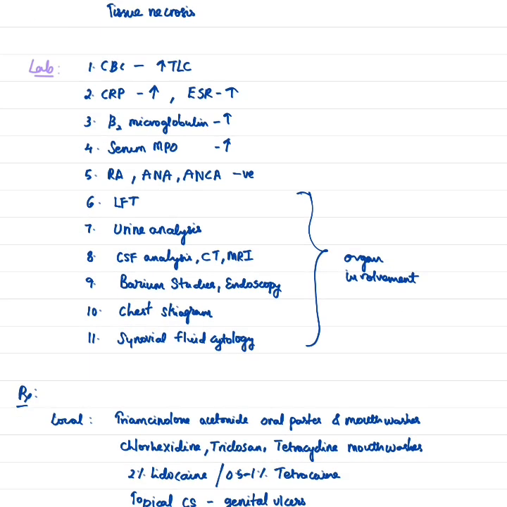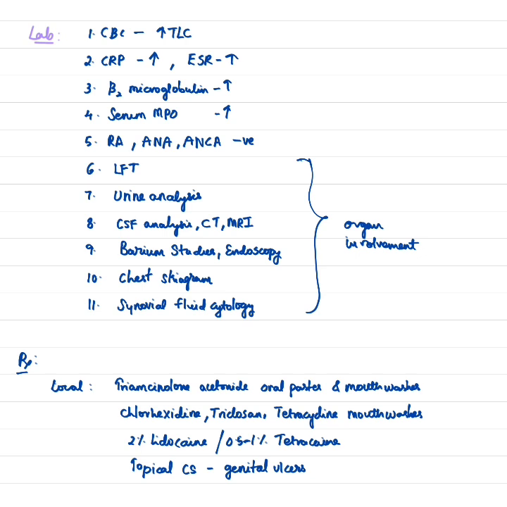Lab investigations are done to know the disease activity as well as to rule out other organ involvement. On complete blood picture, we see an increased total leukocyte count as well as increased ESR and CRP levels. There are also increased levels of beta-2 microglobulin and serum myeloperoxidase. To rule out other autoimmune diseases, we also do RA factor, ANA and ANCA profile, which are negative in Behcet's disease. Liver function tests, urine analysis, CSF analysis, CT and MRI imaging, barium studies, endoscopy, chest skiagram and synovial fluid cytology are necessary for detecting organ involvement.